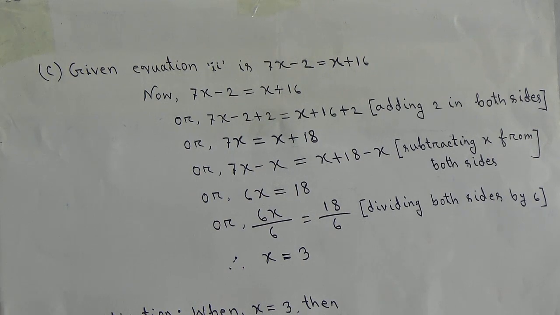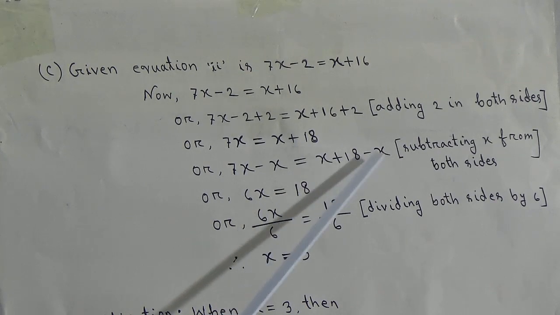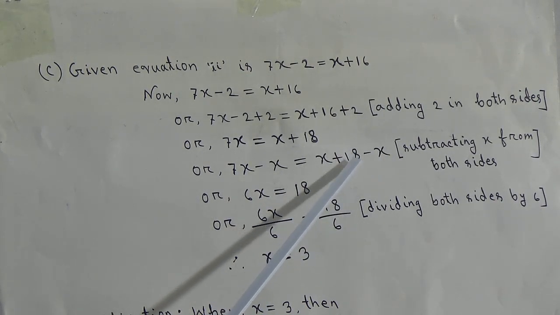Now, we will subtract x from both sides. So, 7x minus x is equal to x plus 18 minus x. Now, if we subtract x from 7x, then it will be 6x, and minus x plus x is equal to 0. So, on the right side only 18 will come.